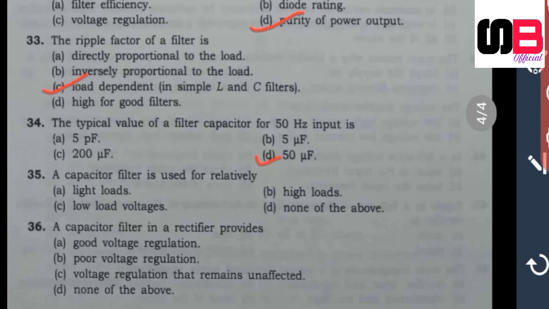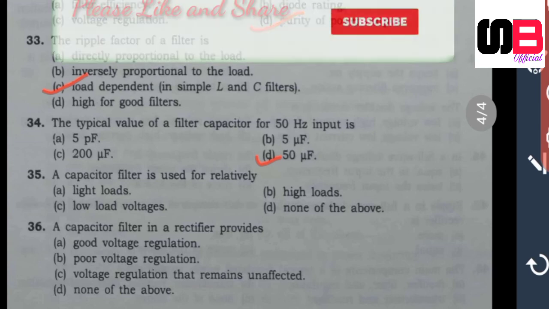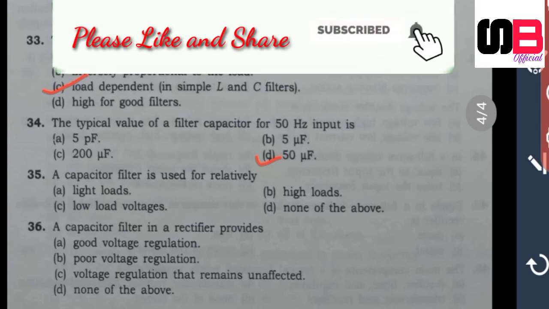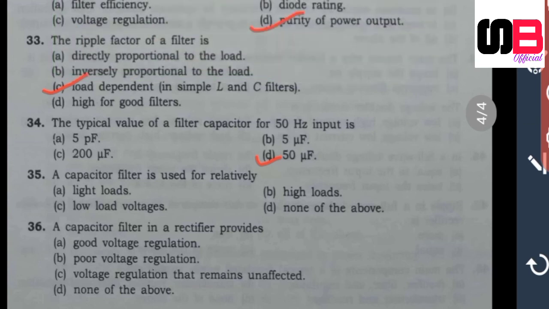Okay. Now the question number 35. A capacitor filter is used for relatively light loads, high loads, low load voltage, none of the above. And the option is light load. That means option A.